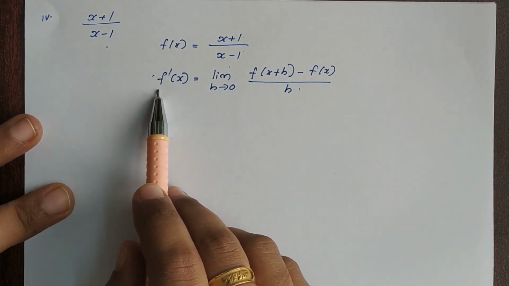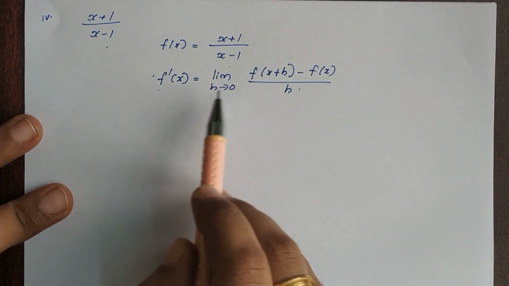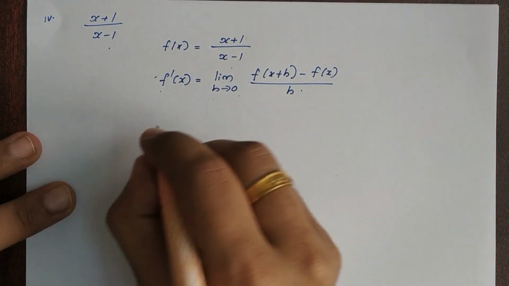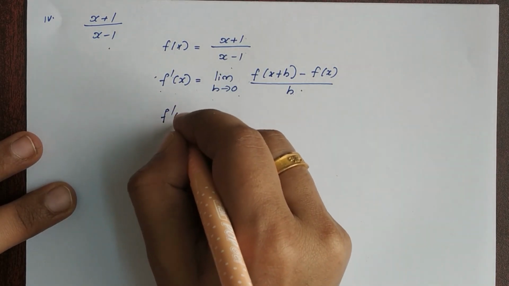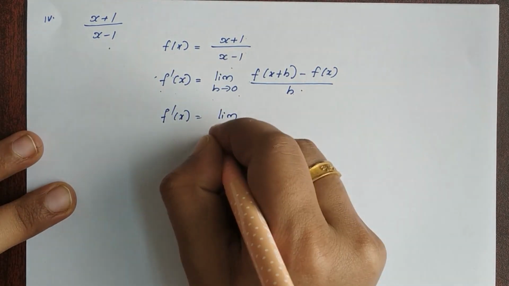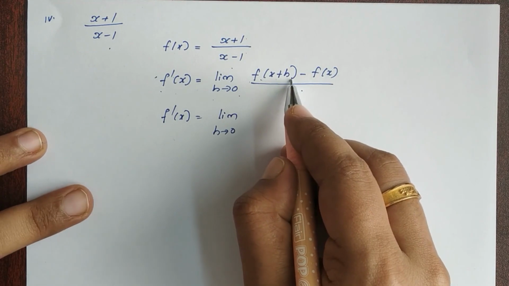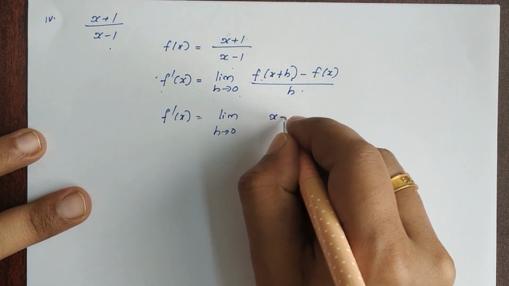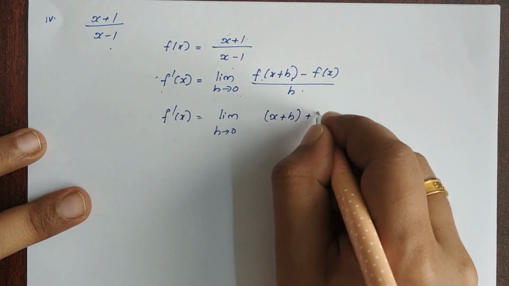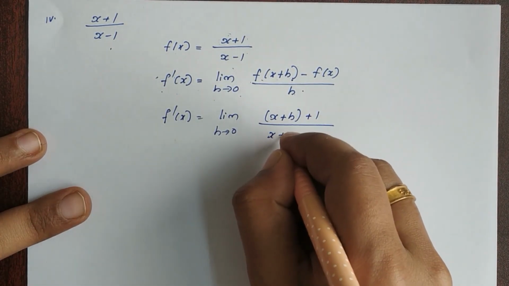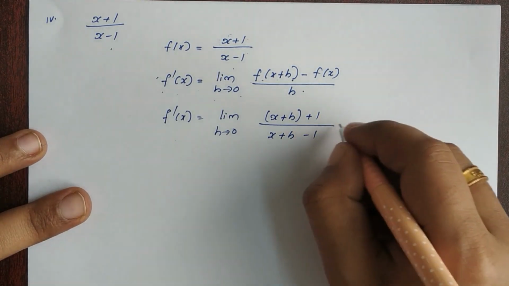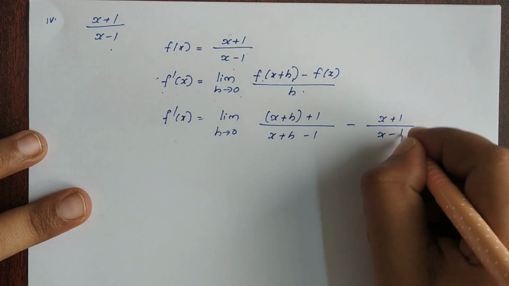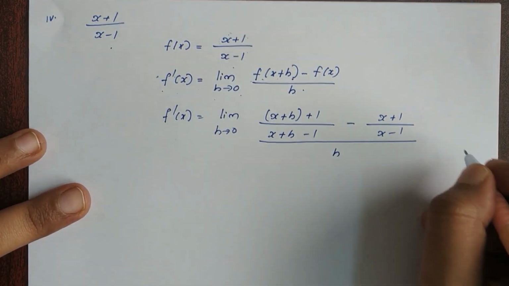first principle, in the equation f dash x is equal to limit h tends to 0 f of x plus h minus f of x the whole divided by h. So f dash x is equal to limit h tends to 0. But f of x plus h, in place of x we put x plus h, that is x plus h plus 1 divided by x plus h minus 1, minus f of x, remember, x plus 1 divided by x minus 1, the whole divided by h.